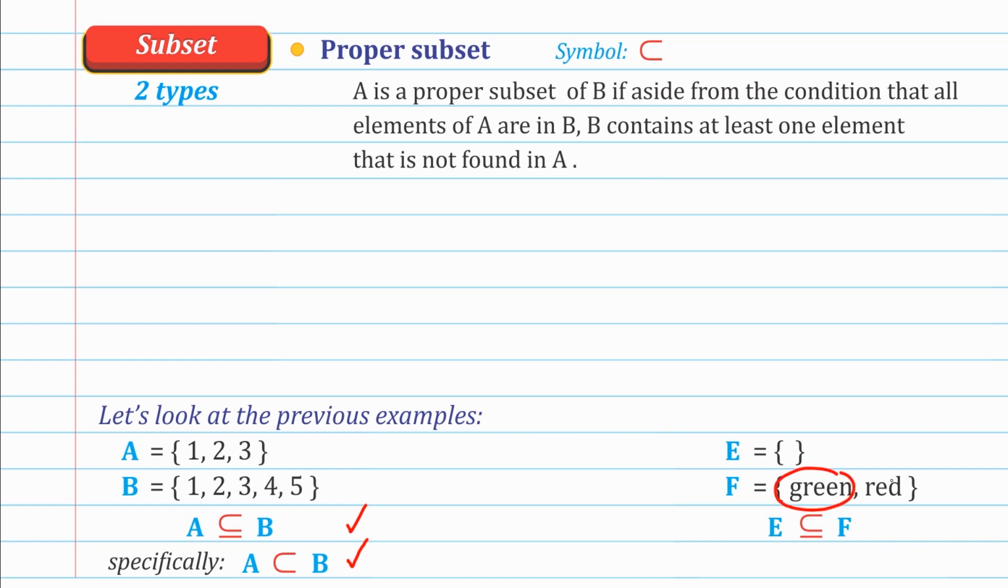We have green and red as extra elements of F compared to set E. That means we can be more specific and say that E is a proper subset of F. F has extra elements. Now, we can then be very clear. We can use this symbol meaning subset. That is true. But we can be more specific. E is not only a subset of F, but a proper subset of F.